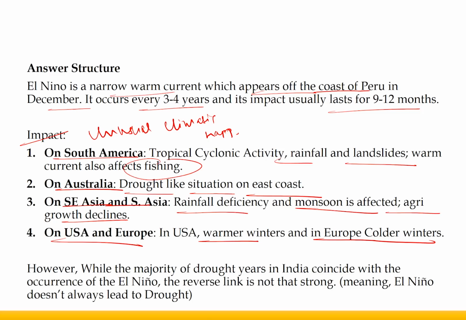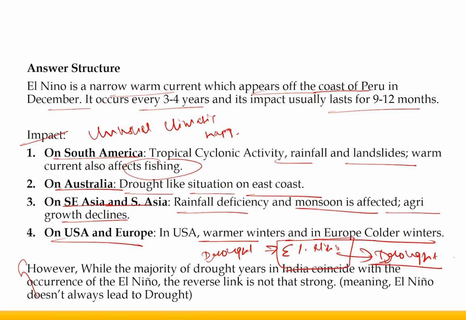I just wanted to mention this, although it is not directly related to this question. I want you guys to make a note of this. While the majority of drought years in India coincide with the occurrence of El Nino, the reverse link is not that strong. What this means is that whenever India has faced drought, that is a year when El Nino has come. But whenever El Nino has come, it does not mean that India will be facing a drought.